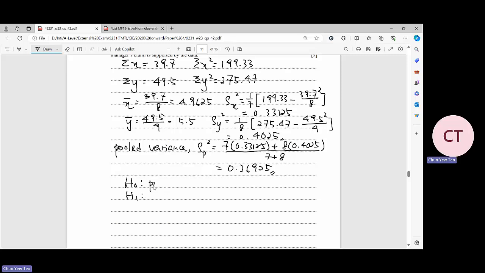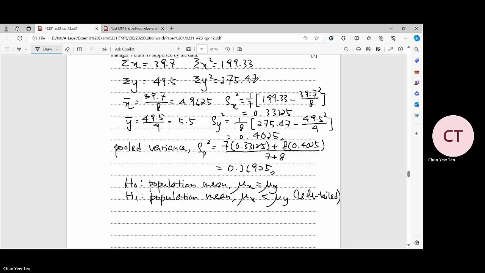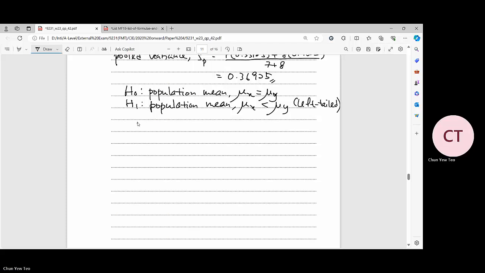The null hypothesis is that the population mean mu x is equal to mu y, versus the alternative that the population mean mu x is less than mu y. This is a left-tailed test. Your alpha is 5%, so your critical value will be the t value. Your degree of freedom is 15, since 7 plus 8 is 15. So you get negative 1.753. Negative is because of the left tail.